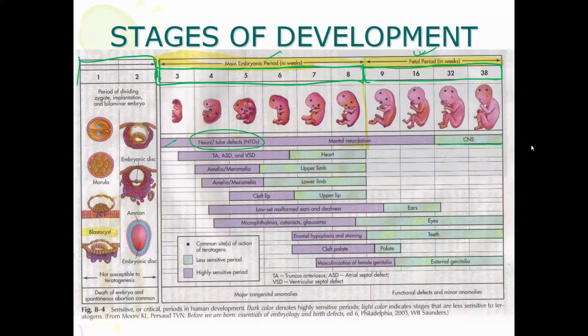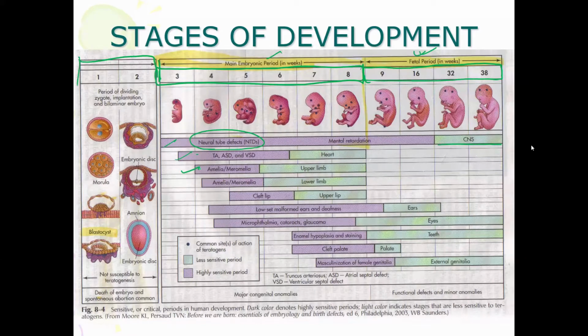Second is the heart. In the formation of the heart, up to week 6 is also a very vulnerable period. If a teratogen affects it, it can lead to bronchosarcoidosis, atrial septal defect, and ventricular septal defect. After 6 weeks it is less sensitive, but still can be affected. For the upper limb, up to 5 weeks is the sensitive period, so it can cause amelia or meromelia. This is a defect in the limb, seal-like limbs.